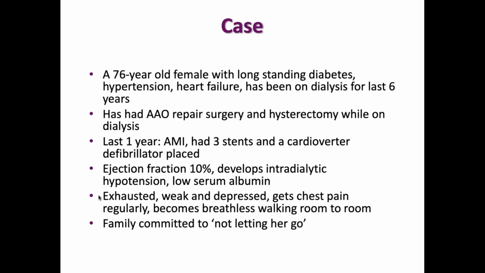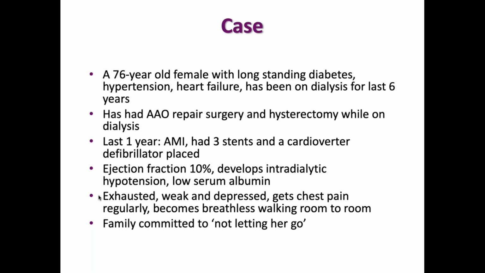And the other situation is something that is illustrated by this particular case. So here is a case of a 76-year-old female with long-standing diabetes, hypertension, who has been on dialysis for several years. This is a common story. I'm sure many of you have seen such cases. But where it gets interesting is the type of comorbidity that this patient has. She has had aortic aneurysm repair surgery and hysterectomy for endometrial cancer while being on dialysis.